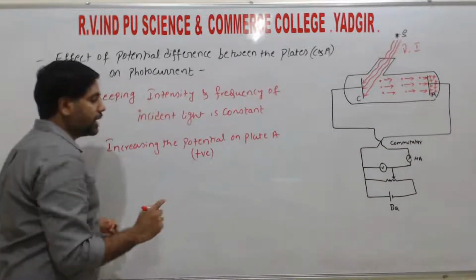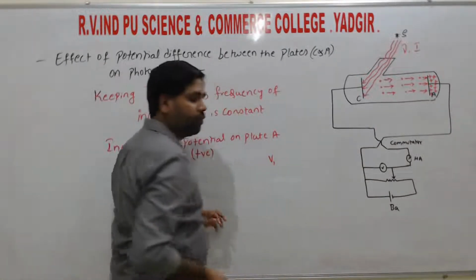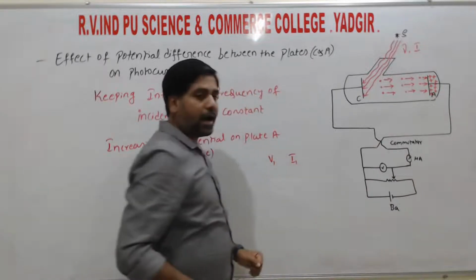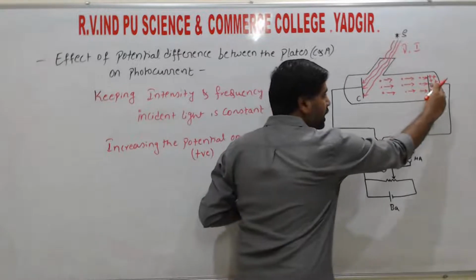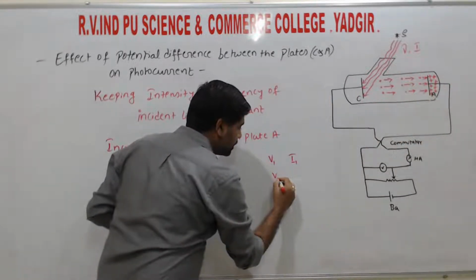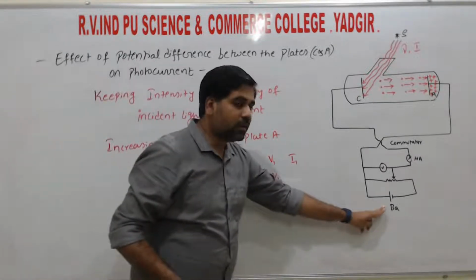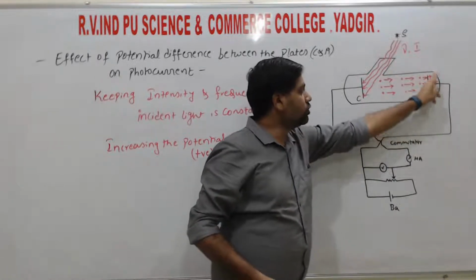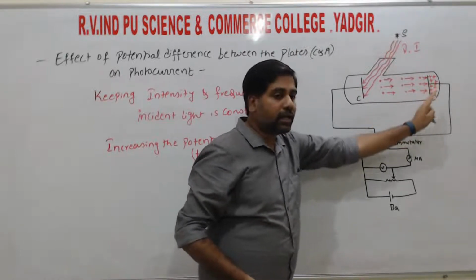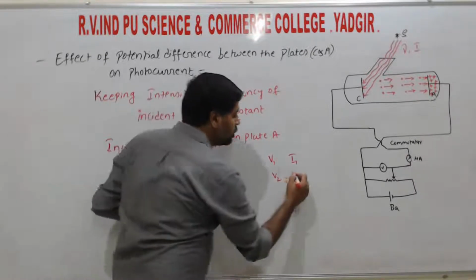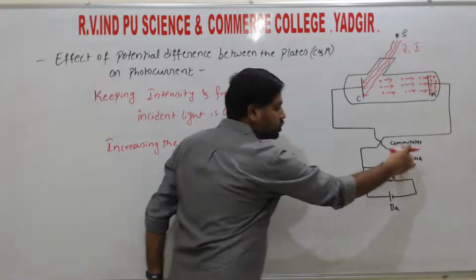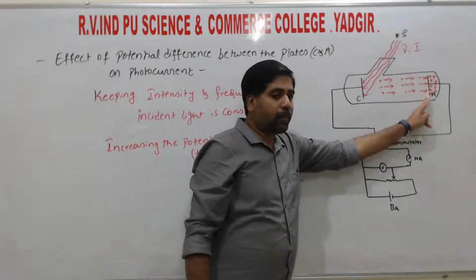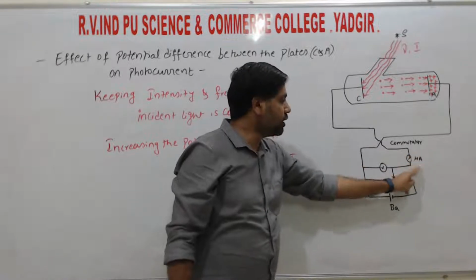For example, if initially we have the potential V1, then we get some photocurrent reading in the ammeter, that is I1. Next, we further increase the potential on the plate A by giving extra potential using the battery. More charges accumulate on the plate A, and its potential increases to V2. Then we observe that the reading in the microammeter also increases, because the emitted electrons gain energy and are attracted towards the plate, hence we get more current shown in the microammeter.